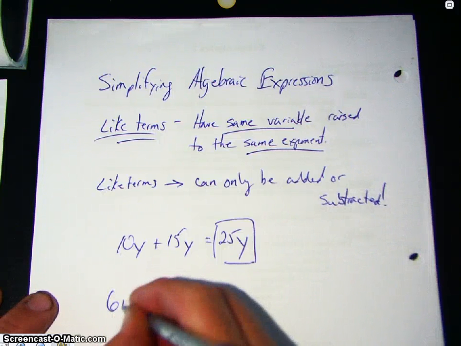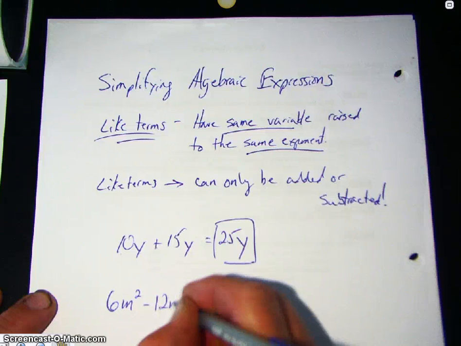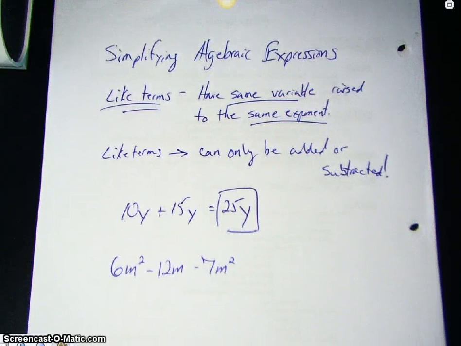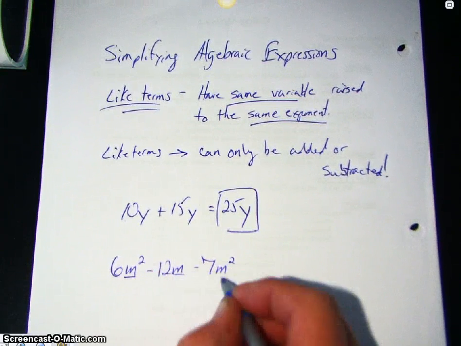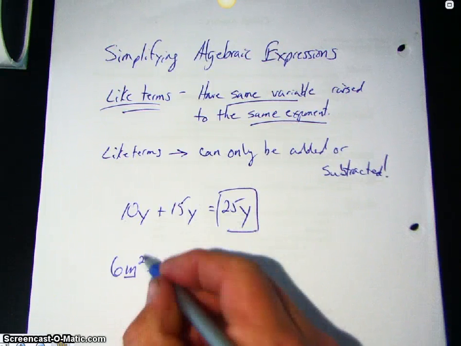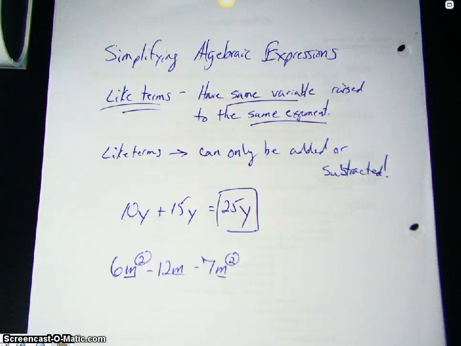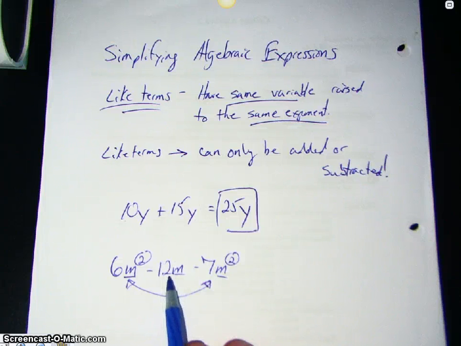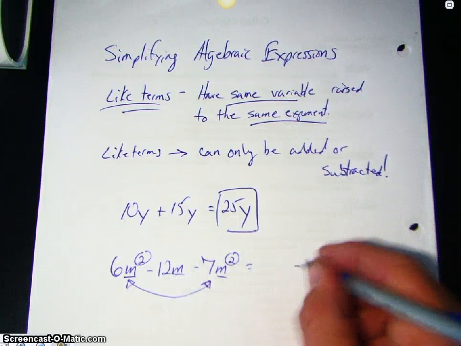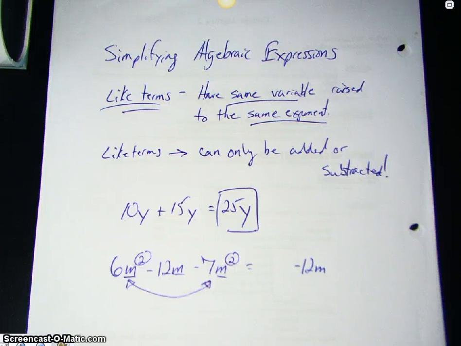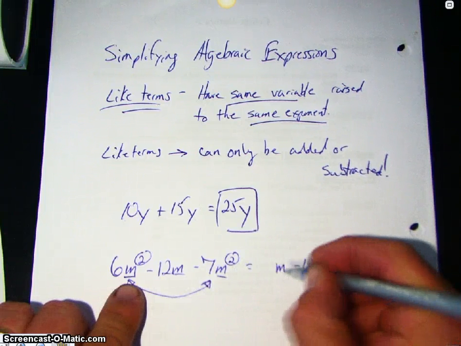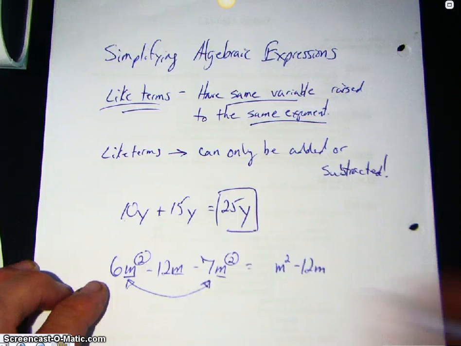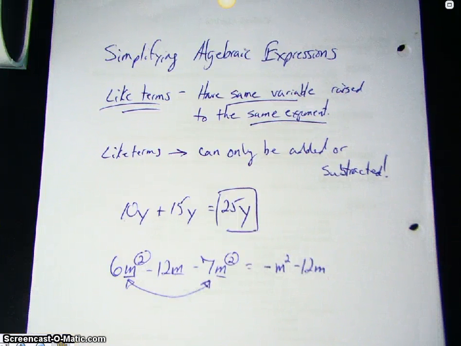Alright, so 6m squared minus 12m minus 7m squared. Alright, so they all have m's, but you notice only these two have the squares. They're the same exponent. So therefore, these right here are like terms. This one is not, since this is not part of it. You just go ahead and you can write that over here. Since these are the same, I keep the variable and the exponent the same, and I'm just going to add or subtract the coefficients. 6 minus 7 is a negative 1, which is just negative m squared.